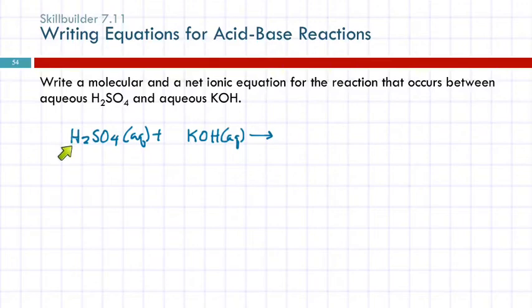This is an acid, it starts with H. This is a base, it's a metal with hydroxide. Acid plus base gives salt and water. But let's look at what happens. We can actually approach this just like we did the precipitation reactions by thinking about ions changing partners. So we can break sulfuric acid into ions. It's going to be a hydrogen ion and sulfate ion.